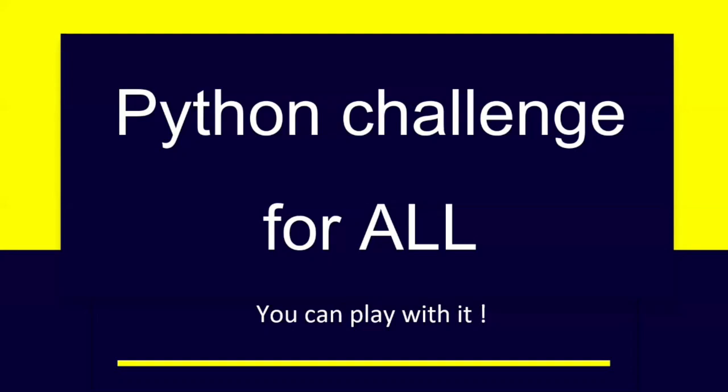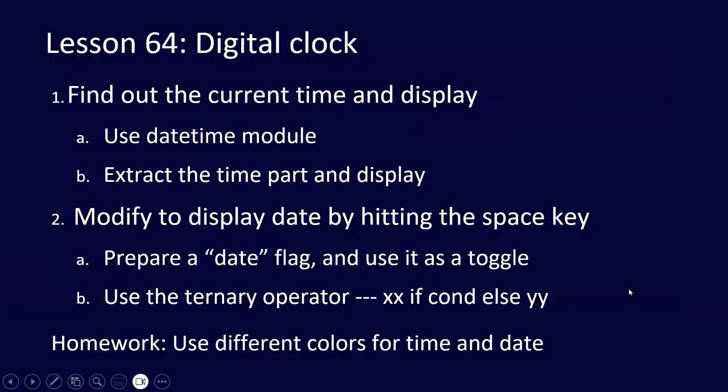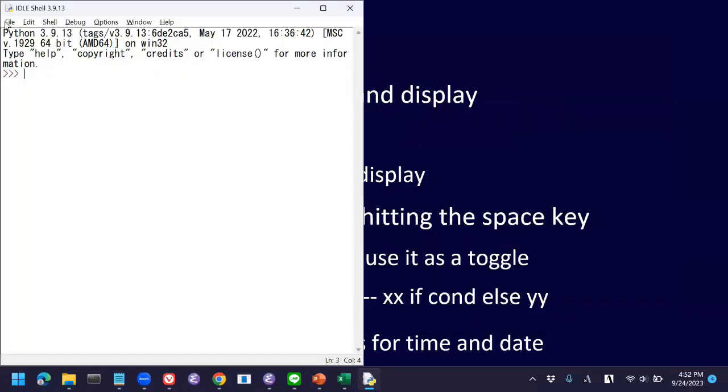Okay, let's see where we were last time. Let's continue our work. Yes, last time we made a very simple digital clock, which we can toggle on and off the date, change the date mode and time mode. Okay, let's see the code and check.